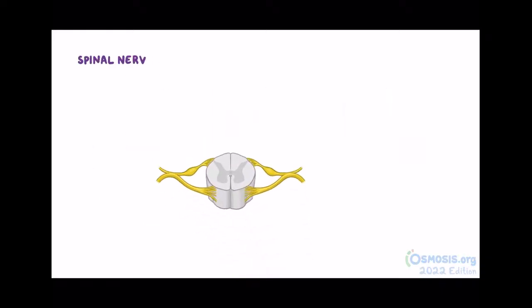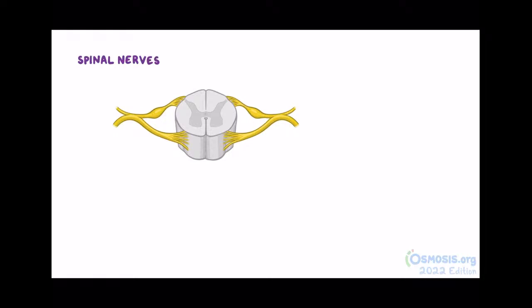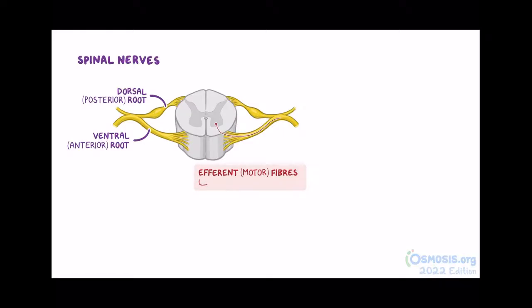The other type of nerves in the PNS are spinal nerves, which are nerves that arise directly from the spinal cord via 2 routes, called the ventral or anterior roots and dorsal or posterior roots. Now, the ventral or anterior roots consist of a number of efferent or motor fibers from the anterior horn of gray matter within the spinal cord. These fibers carry motor information from the CNS to the muscles of the body.